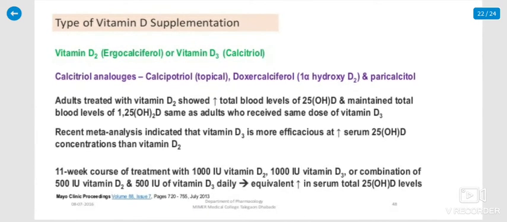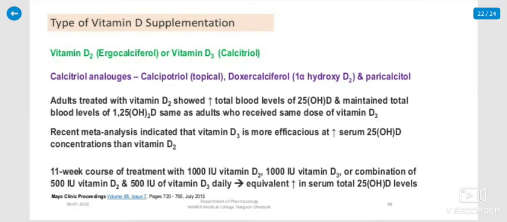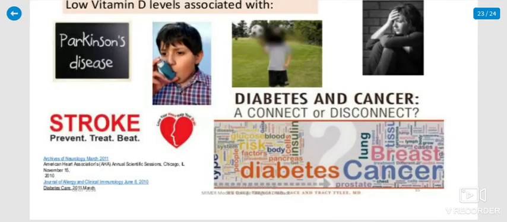So, types of vitamin D supplementation. Do you know vitamin D2? It's ergocalciferol, and vitamin D3 is calcitriol. For adults treated with vitamin D, a recent meta-analysis favored vitamin D3. So these are the main sources of vitamin types that are supplemented.